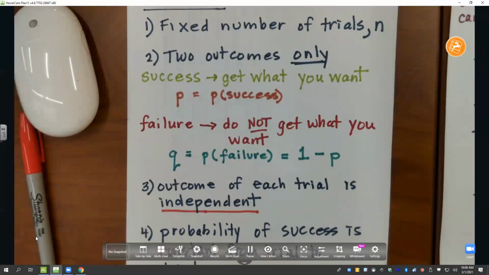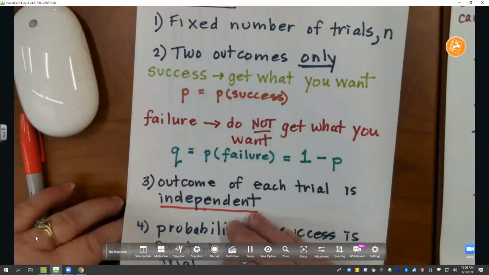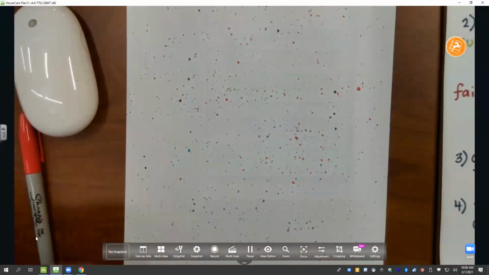Okay, so let's first look at this idea of meeting the conditions, okay? And we're going to do it a couple of times because we're going to look at some examples together.